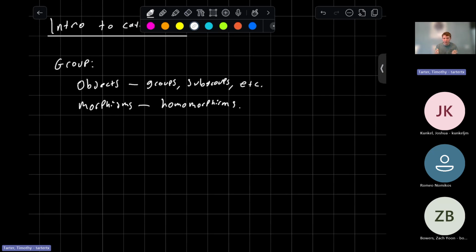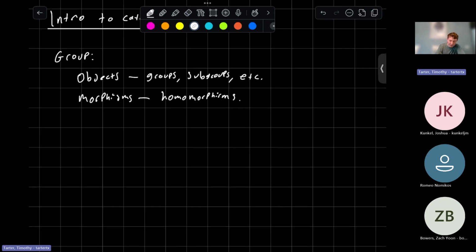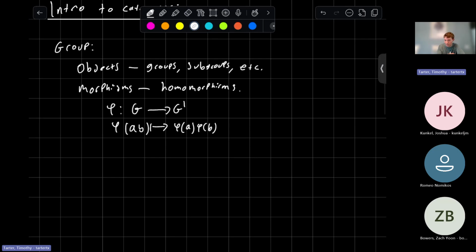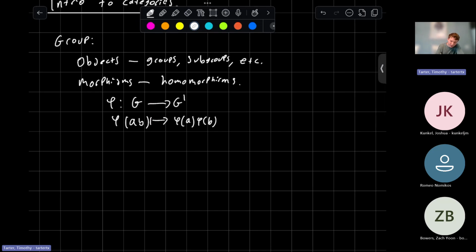With these objects and morphisms, the idea is that we should be able to take any two groups and have some kind of relationship between them with a homomorphism. So what is the general structure of a homomorphism? If you have two groups, G and G prime, then phi from G to G prime should satisfy the condition that phi of AB is sent to phi of A times phi of B, under whatever product is in the first group to the product in the second group. And with homomorphisms, if phi is injective and phi is surjective, then we call phi an isomorphism.